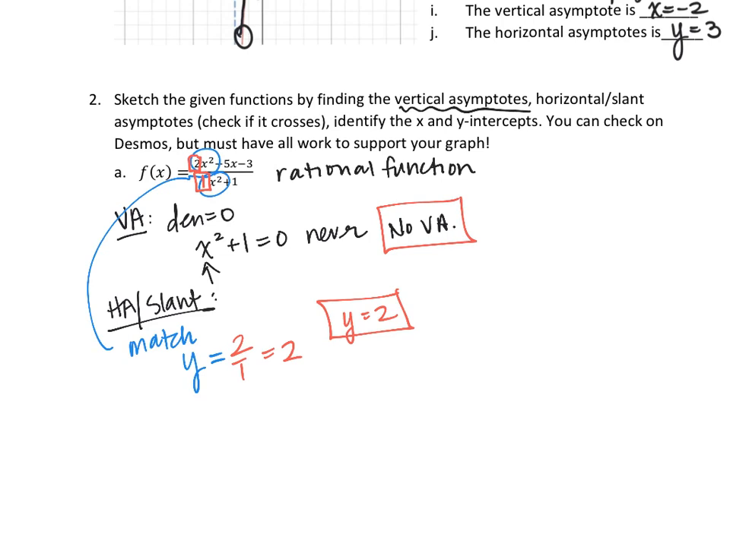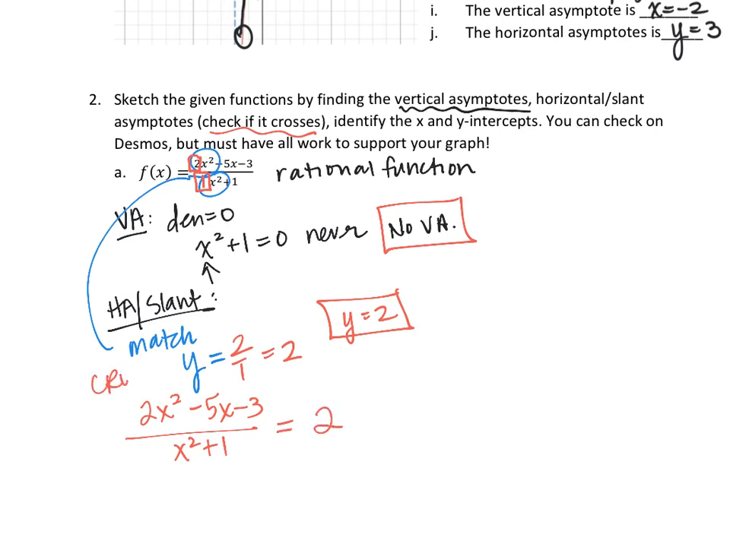The next thing it wants us to look for is if it crosses that horizontal asymptote. So really it's asking when does our function, which is 2x squared minus 5x minus 3 over x squared plus 1, equal the 2?